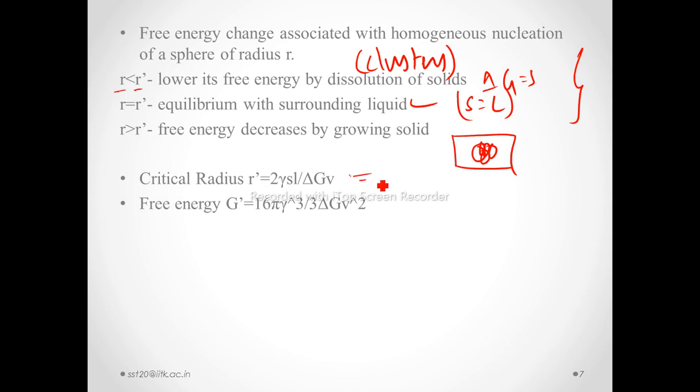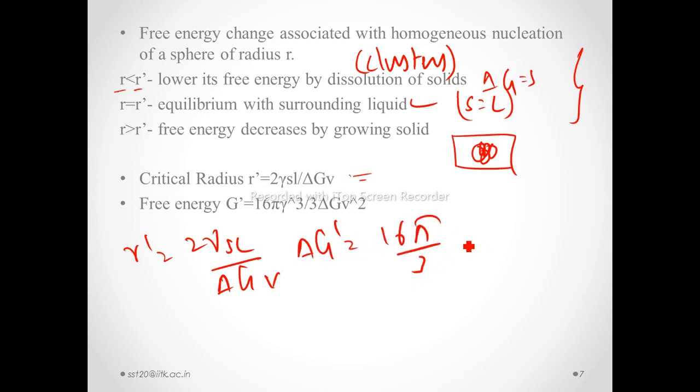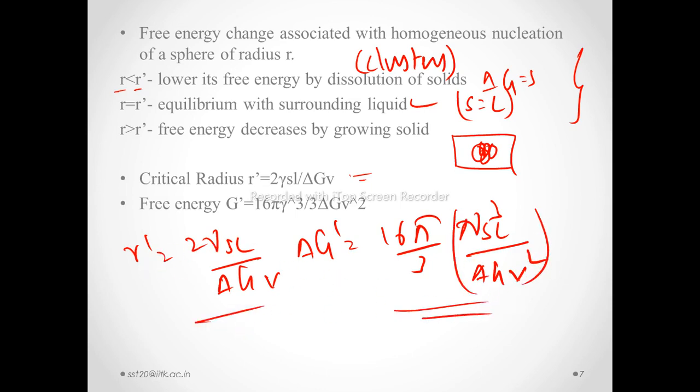That is given, as I said, R dash equal to 2 gamma SL divided by delta GV, and delta G dash equals 16 pi by 3 gamma SL whole cube divided by delta GV whole square. This is the main formula. Okay, thank you.